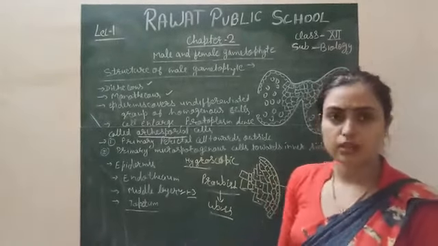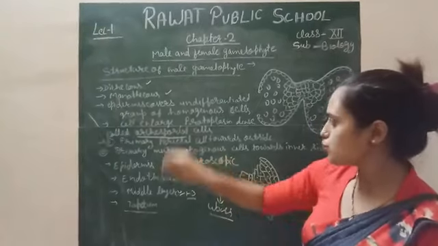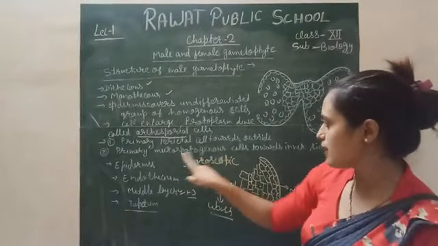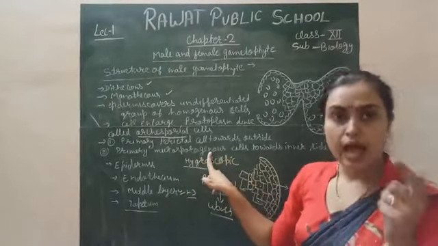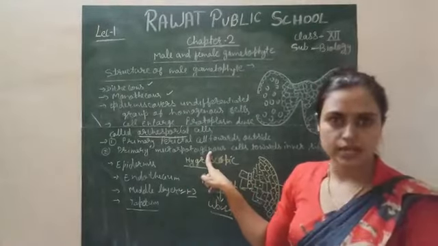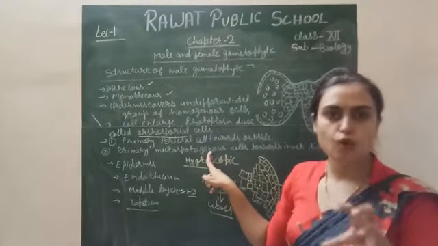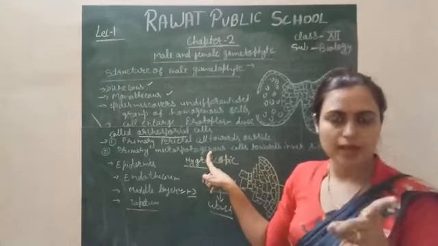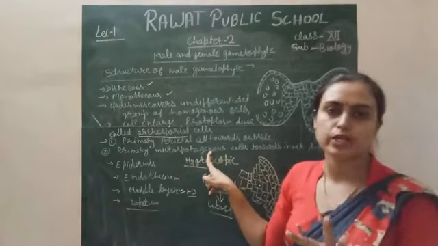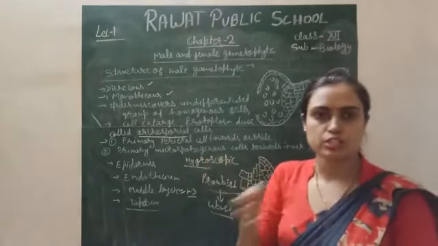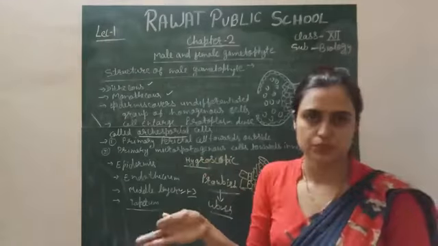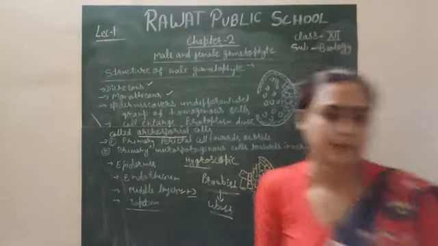So this is the anther wall. After this, these sporogenous cells, microsporogenous cells, act as microspore mother cells. This microspore mother cell forms the pollen grains. One microspore mother cell produces 4 pollen grains, in different species in different shapes, simply. We will discuss it tomorrow.